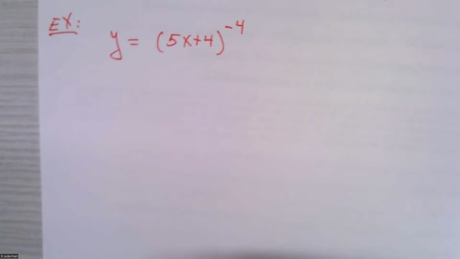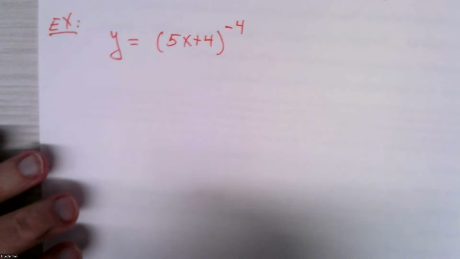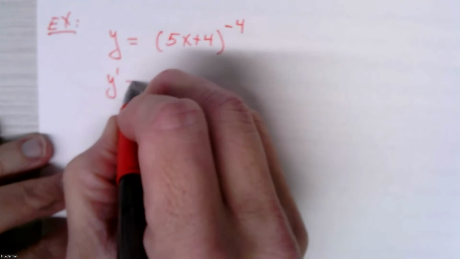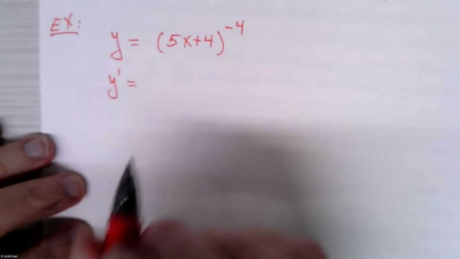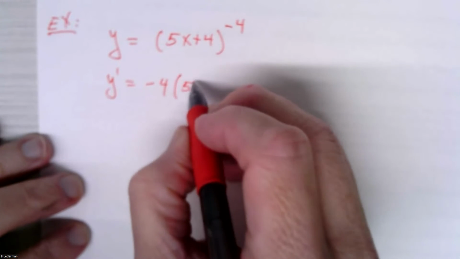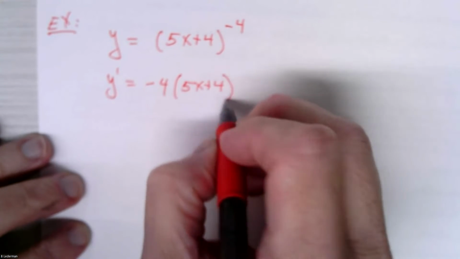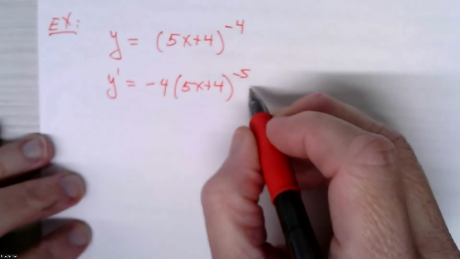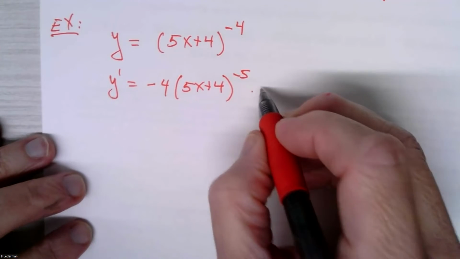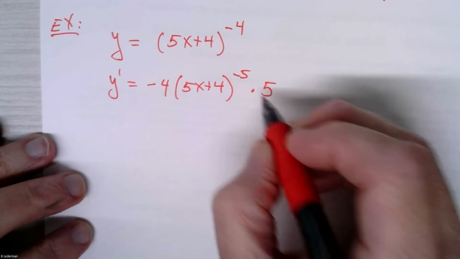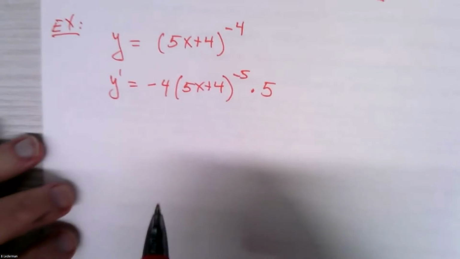Here's a nice fun example. Y is equal to 5x plus 4 to the negative fourth power. So y prime is going to be, now the outer derivative is going to be negative 4 times 5x plus 4 to the negative fifth power. And the inner derivative is going to be 5. That's the answer right there.